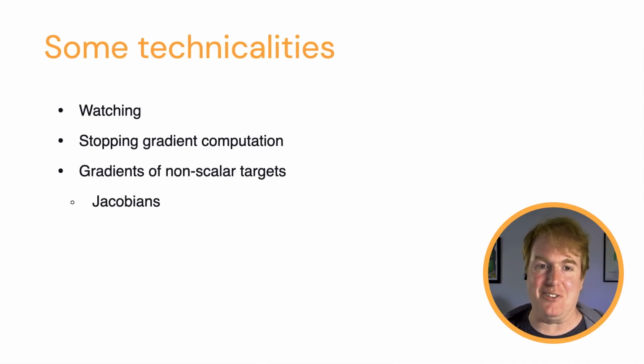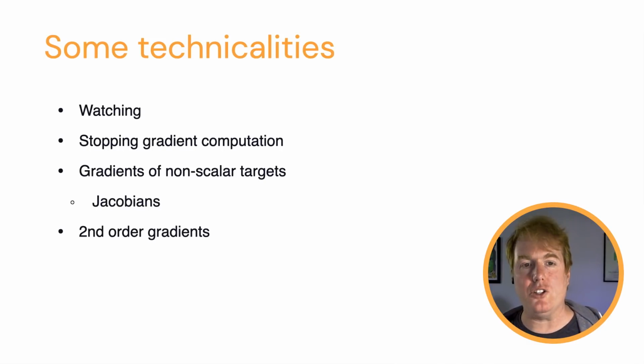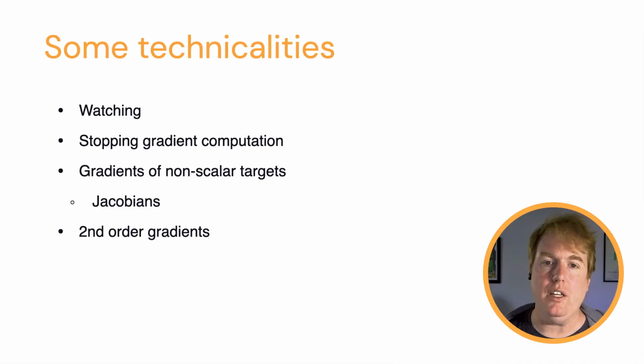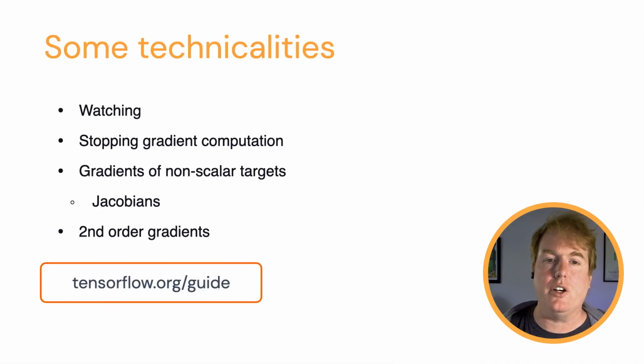Okay, there's a lot of technicalities here and bonus features which we don't have time for. You can watch or not watch whatever variables you want. You can stop and start the gradient calculations within the gradient tape context. If you want to take the gradient of non-scalar targets, we provide a shortcut for batch Jacobians. You can also override gradients with nearly anything, including calculating second-order gradients easily. This is all in our guides, which will be linked to in the comments.